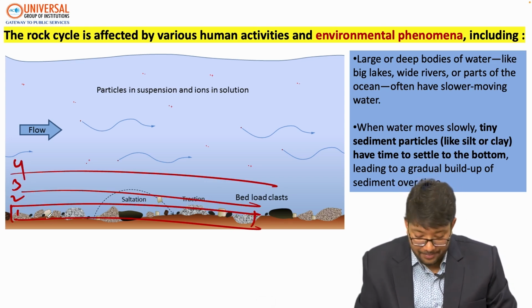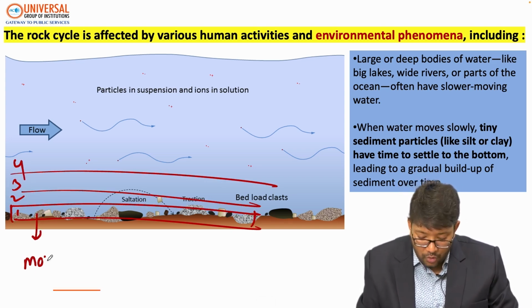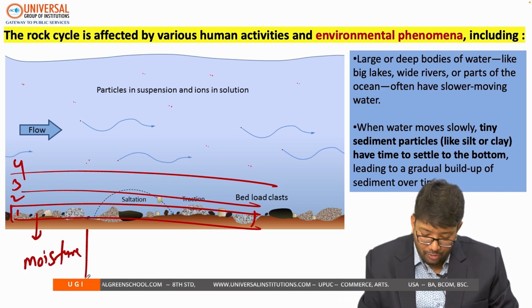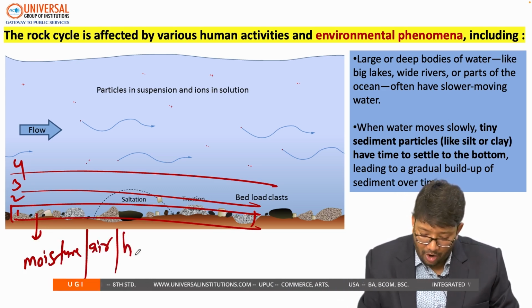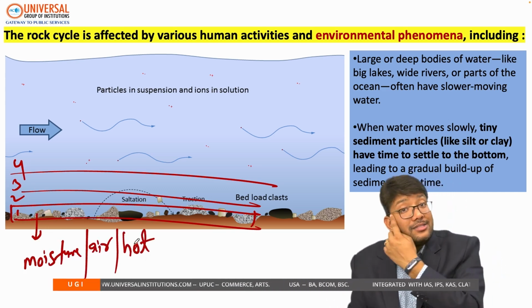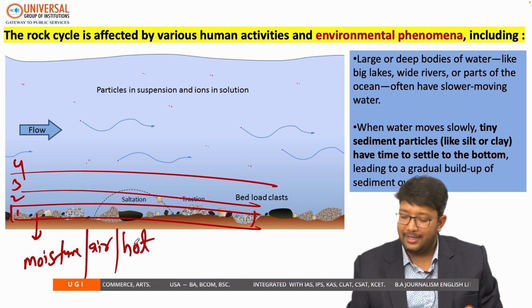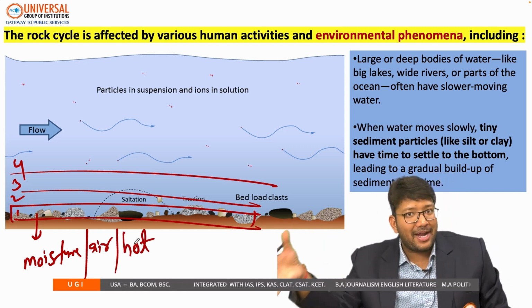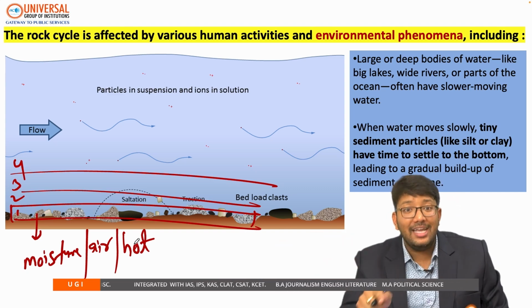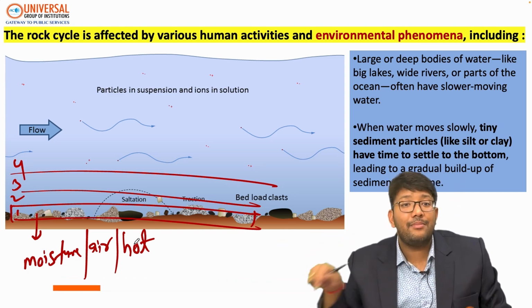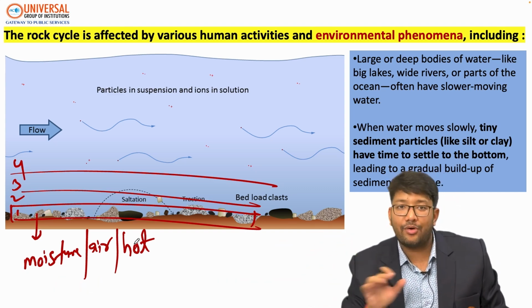After some time, what will happen? This first layer will lose its moisture and its air, it will become hot, and this is how sedimentary rocks are formed from igneous rocks. Don't you think it impacted the rock cycle? So we are reading about how these environmental phenomena are impacting our rock cycle. Fine.